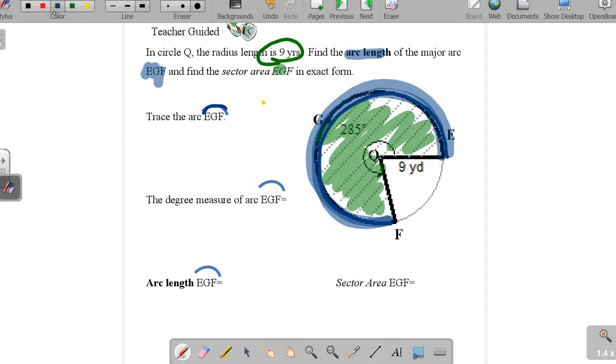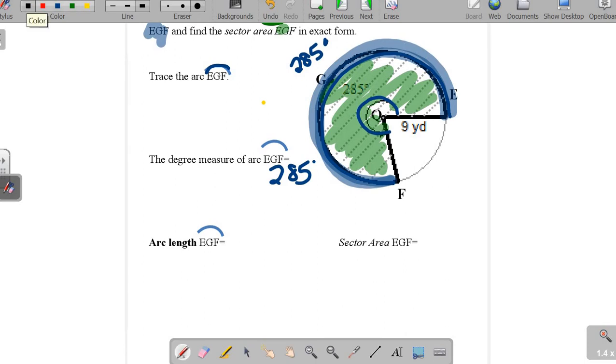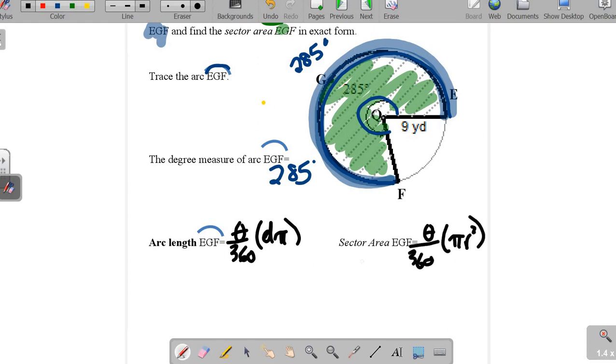Now the degree measure of the arc is the same as its central angle. So measure of a central angle to its arc the same. So the degree measure or curvature of that arc is 285 degrees. To find the arc length is going to be theta over 360 times d pi, which is circumference. Sector area, same thing, theta over 360 times area, which is pi r squared. Plug our numbers in and reduce. So our theta here is 285.